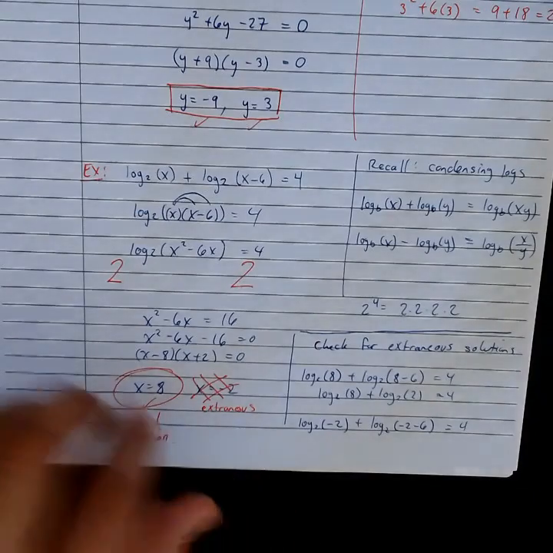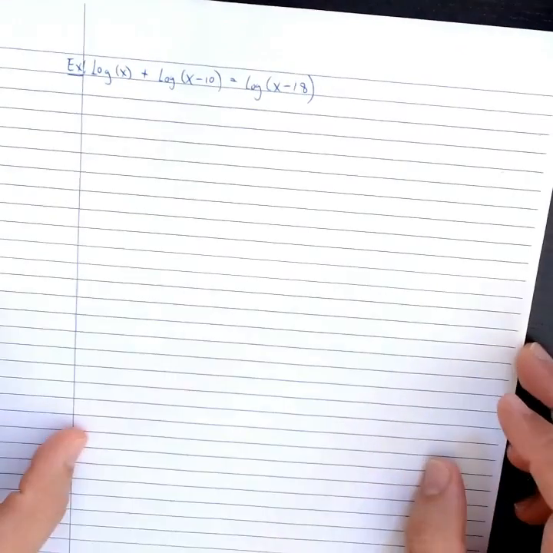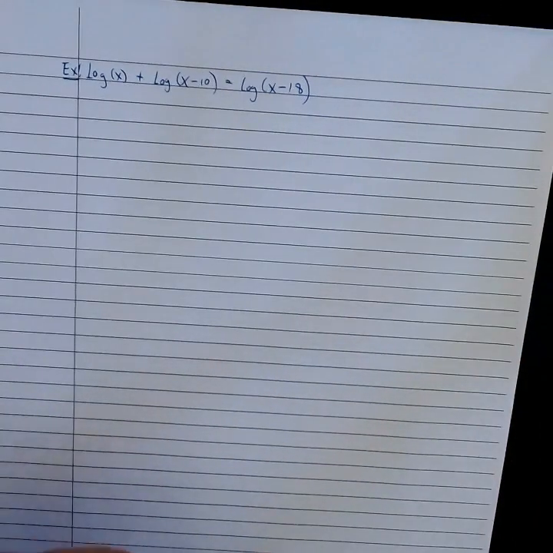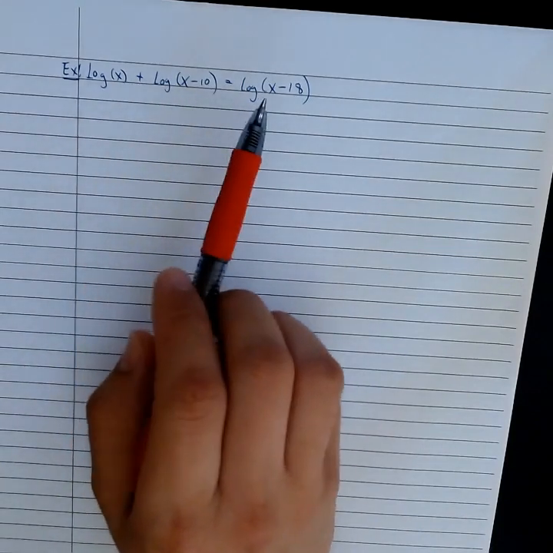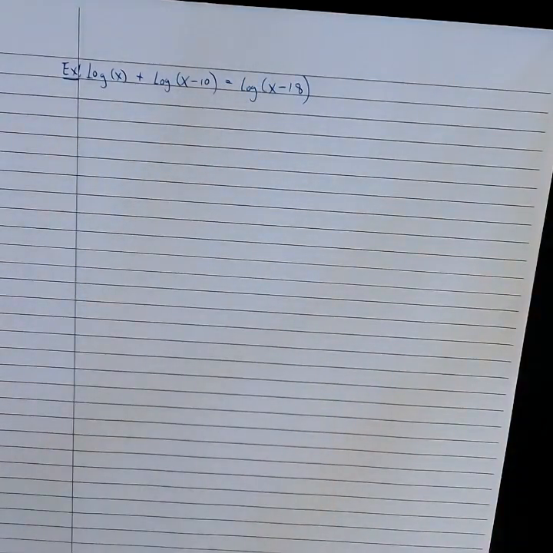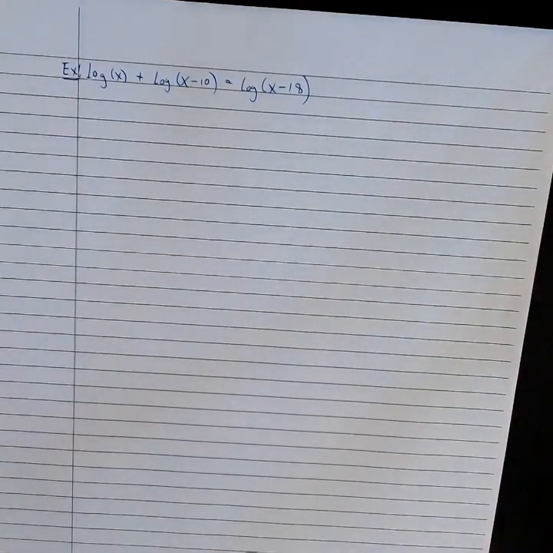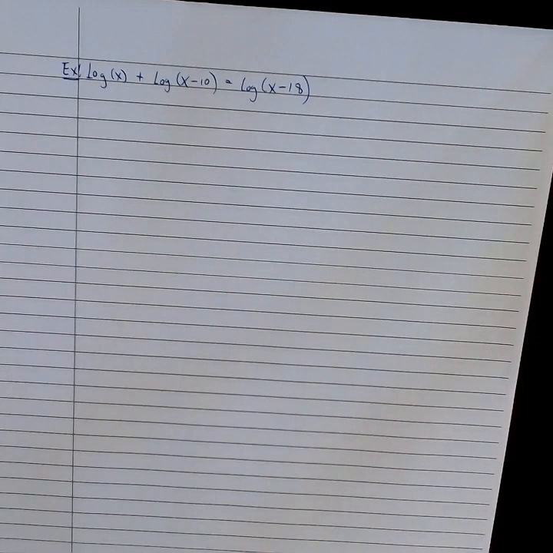So for your last problem, go ahead and try an example. We're going to take the log of x plus the log of x minus 10 is equal to the log of x minus 18. Notice it's the common log, which is base 10, but that doesn't really affect anything. After all, as long as the logs are all the same throughout, we won't have any major difficulties. All right, so go ahead and pause the video, give it a try, and once you are ready, go ahead and unpause and we'll go through it together.